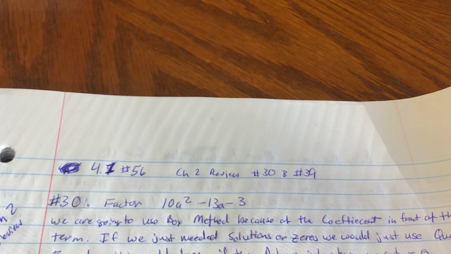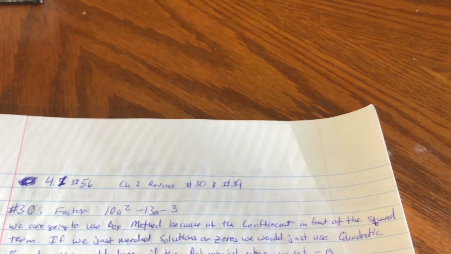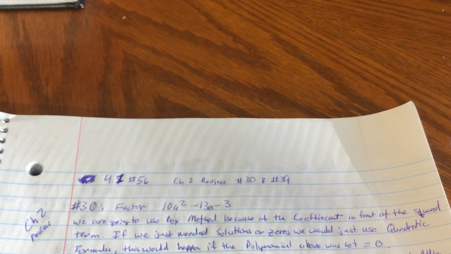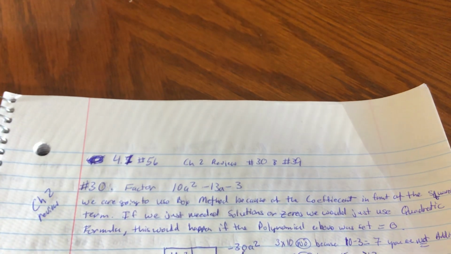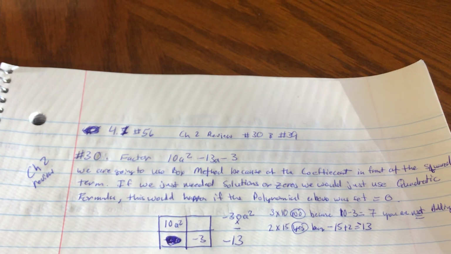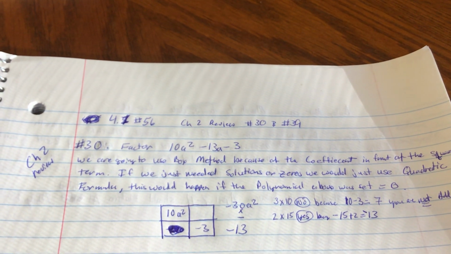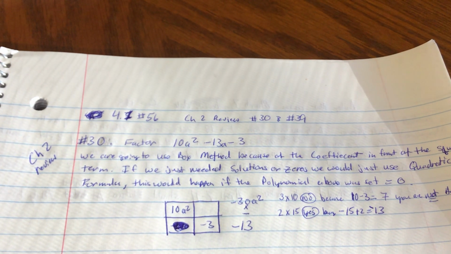So we're going to have to use the box method for factoring because the coefficient is in front of the square. The 10 is in front of the a squared. If we just need solutions or zeros, again, we would just use the quadratic formula. However, we're going to use the box method. So let's start with the box method. We set up our box. We put our quadratic term in the top left box. We put our constant term in the bottom right box.